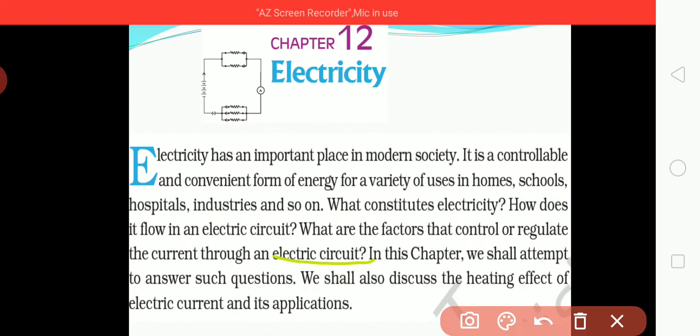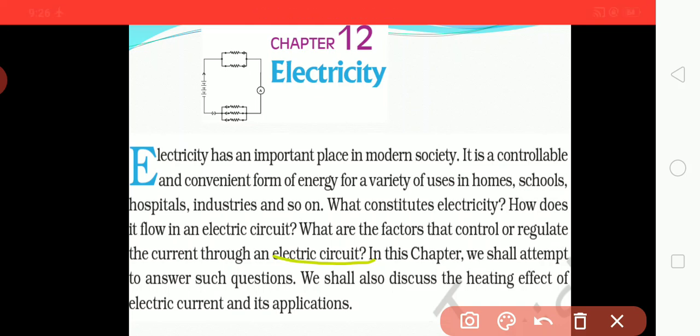In this chapter we are studying only the electric current circuit. In every electric circuit, how the electricity is passed, that we will study in this chapter. We shall attempt to answer such questions. We shall also discuss the heating effect of electric current and its applications.